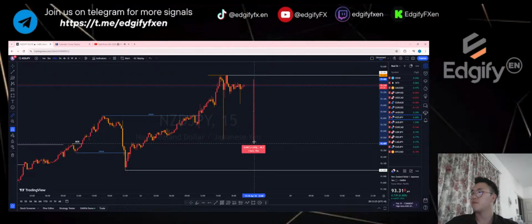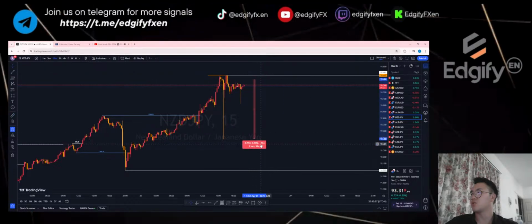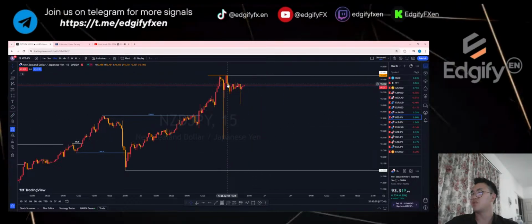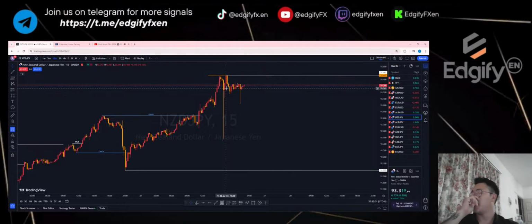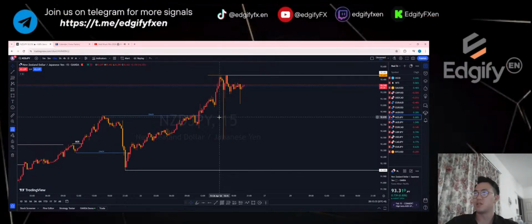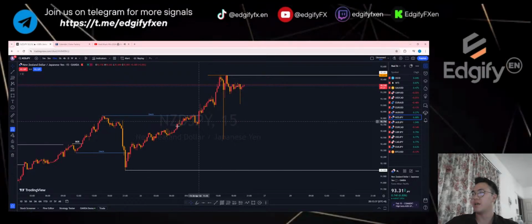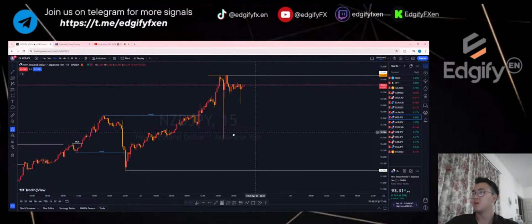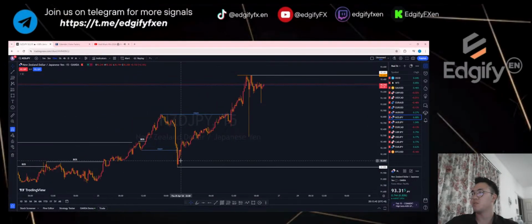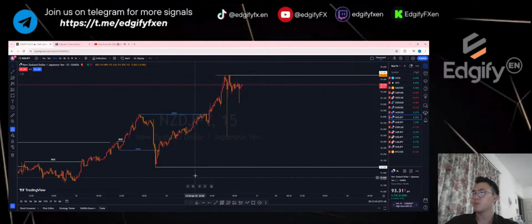All right, a total of on NZD JPY alone is a 92 pip dump. And it rejected instantly. So this is the intervention from the Japanese government. That is why I want to avoid any yen pair if it's possible. On NZD JPY, the momentum is still going up.